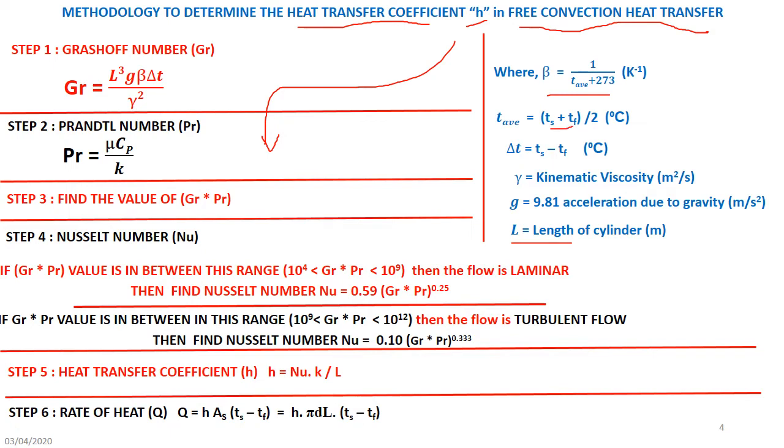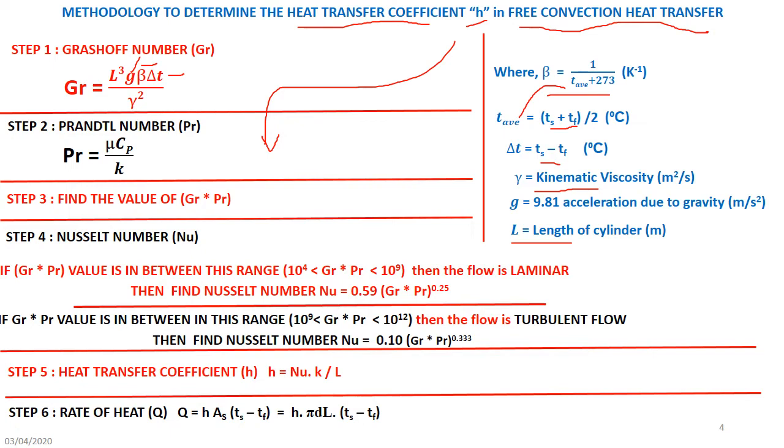This data will be available in the question. Ts is the temperature of the surface, plus the temperature of the fluid. You add them, then divide by 2; that's T average, then you substitute here to get beta. L is the length of the cylinder, g is 9.81, and beta we just discussed. Delta T is the same thing, Ts minus Tf. Delta is difference, right? Then nu squared, where nu is the kinematic viscosity. Kinematic viscosity is in meter square per second. All those data will be available in the problem.